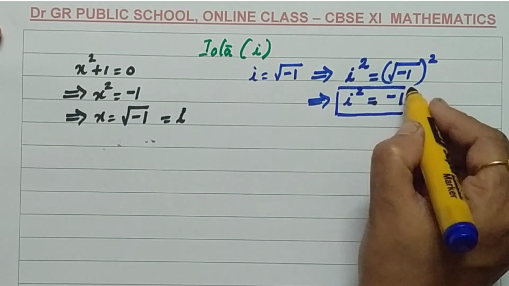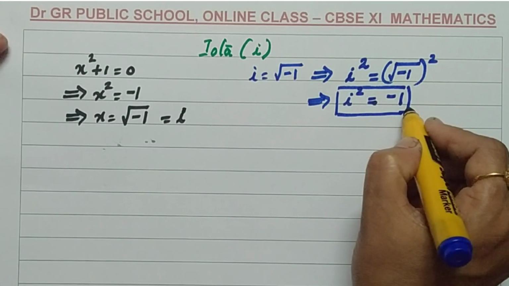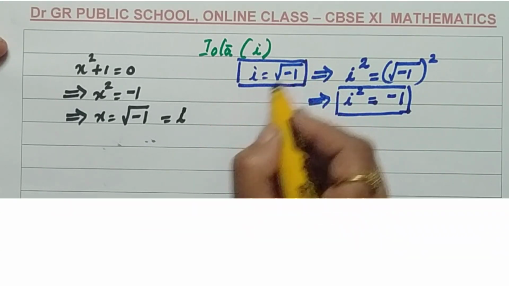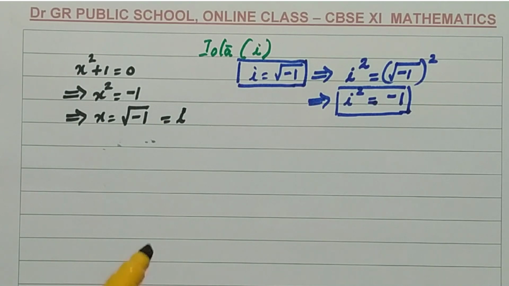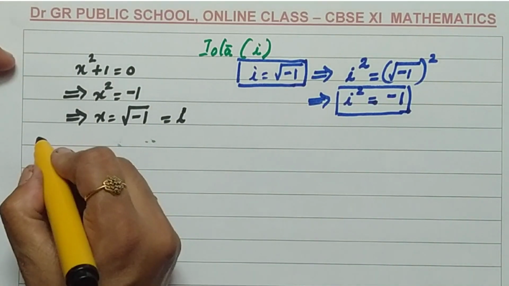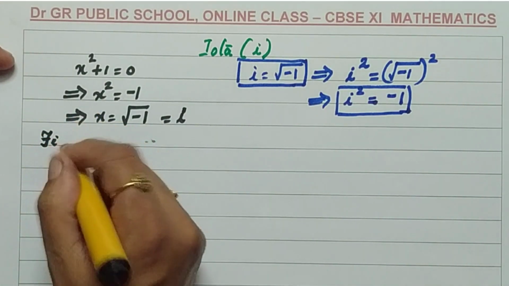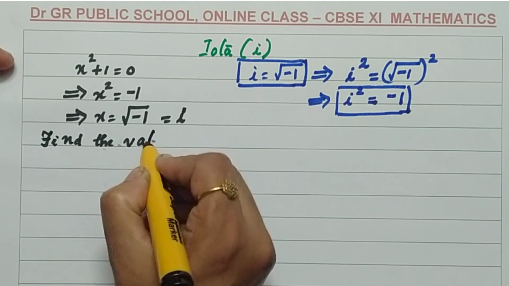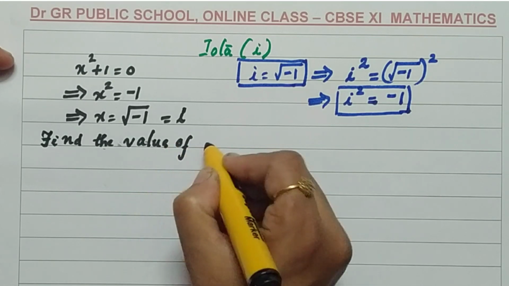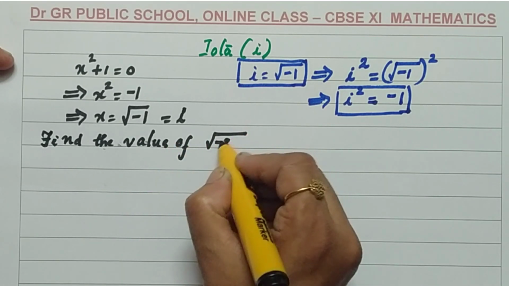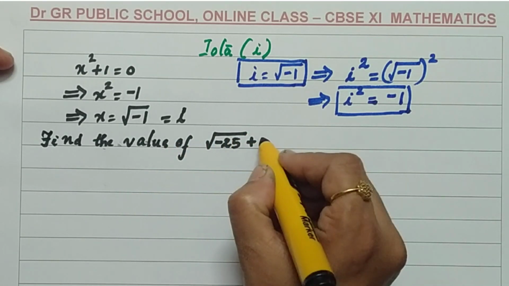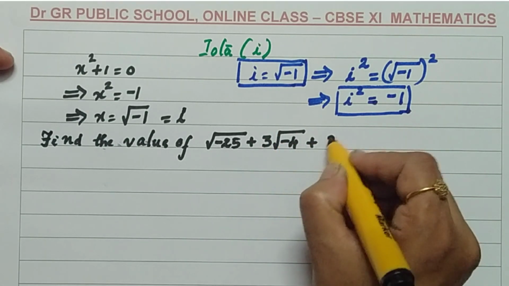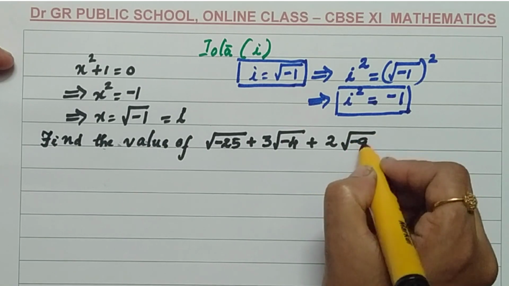Either you need to remember this relation i square equals minus 1 or remember the value of i equals root of minus 1. We can do a problem based on this. Find the value of root of minus 25 plus 3 root minus 4 plus 2 root minus 9.